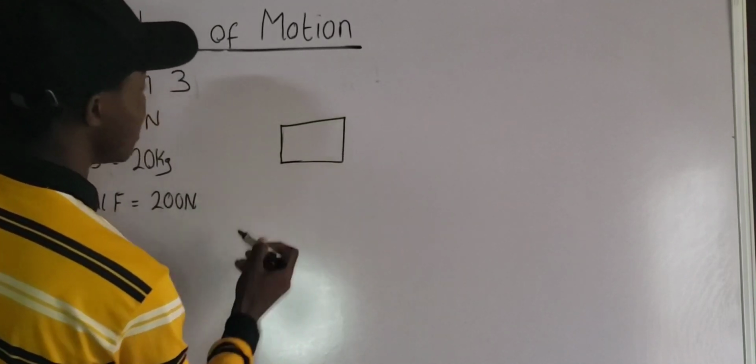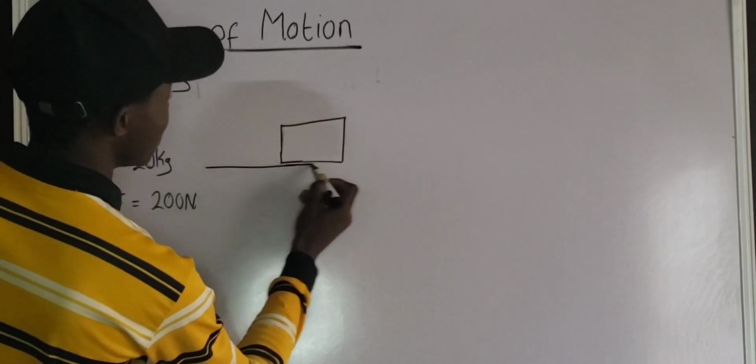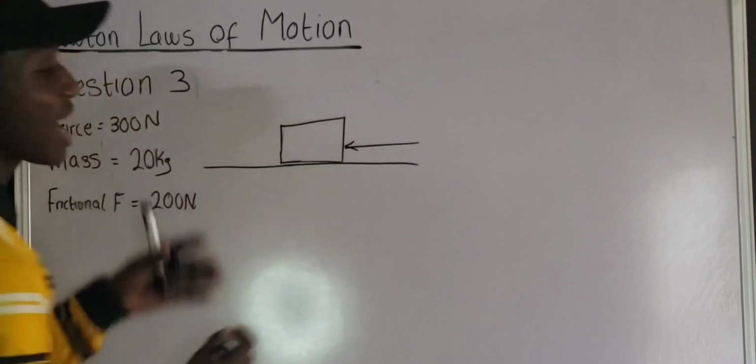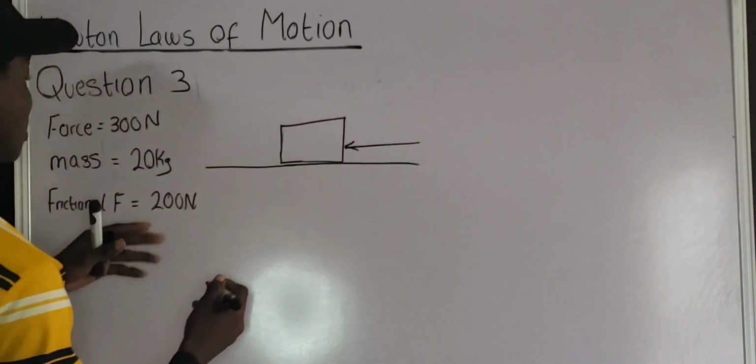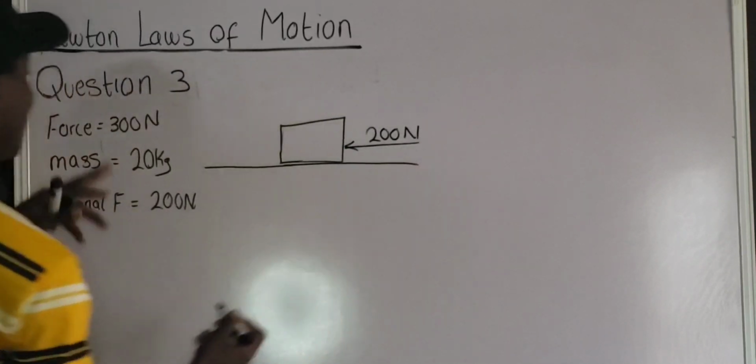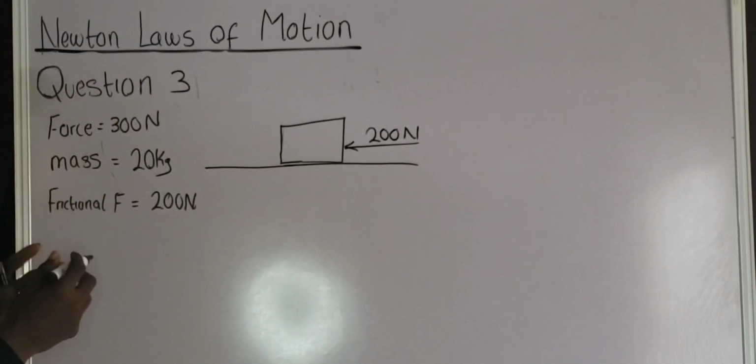Okay, this is the box. The box is moving along this plane. This is the frictional force that is acting against the motion of the box. So the frictional force is 200 Newton. The force that we are given is the applied force.